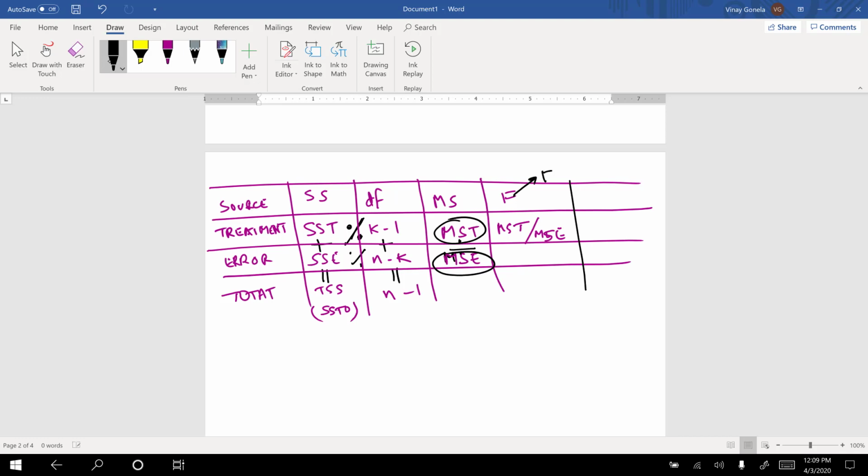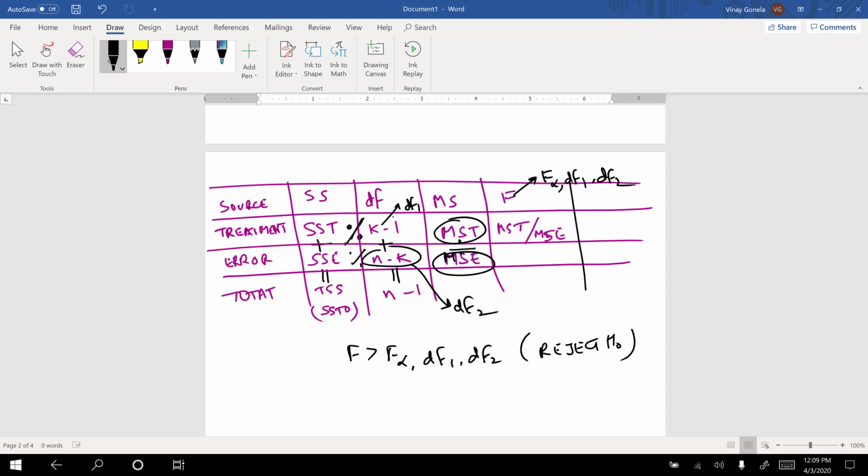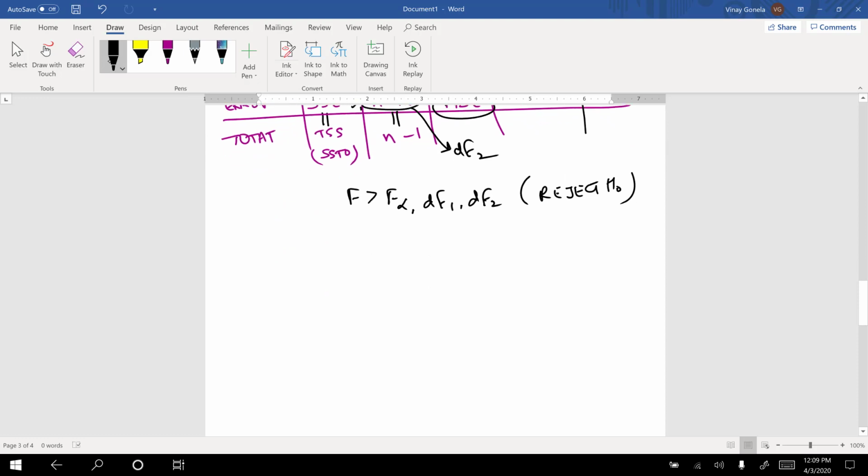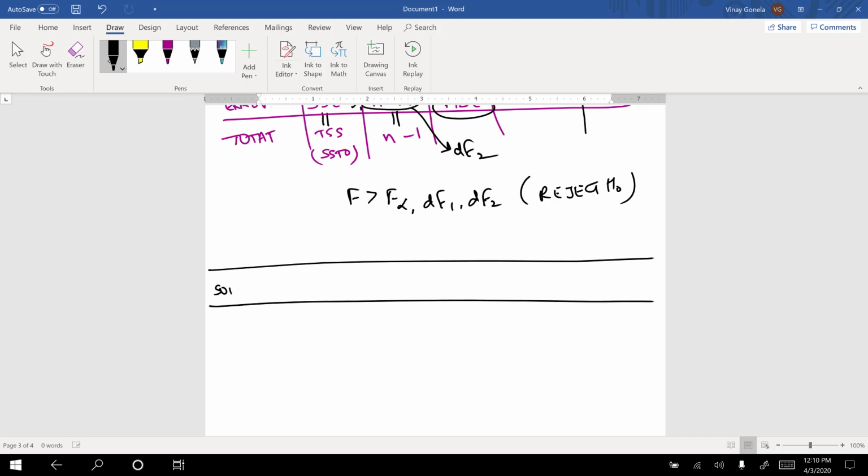So I'm comparing this value to F alpha, degree of freedom 1, degree of freedom 2 to reject. If F is greater than F alpha, degree of freedom 1, degree of freedom 2, I will reject the null hypothesis. So degree of freedom 1 is this one, degree of freedom 2 is this one. So that is how you will be doing. So let's look at how to do an ANOVA problem. At this time, I won't be writing the hypothesis. They will give you an ANOVA table like this, and then they will ask you to calculate different values. So in my next lecture, I will do how to do hypothesis testing.